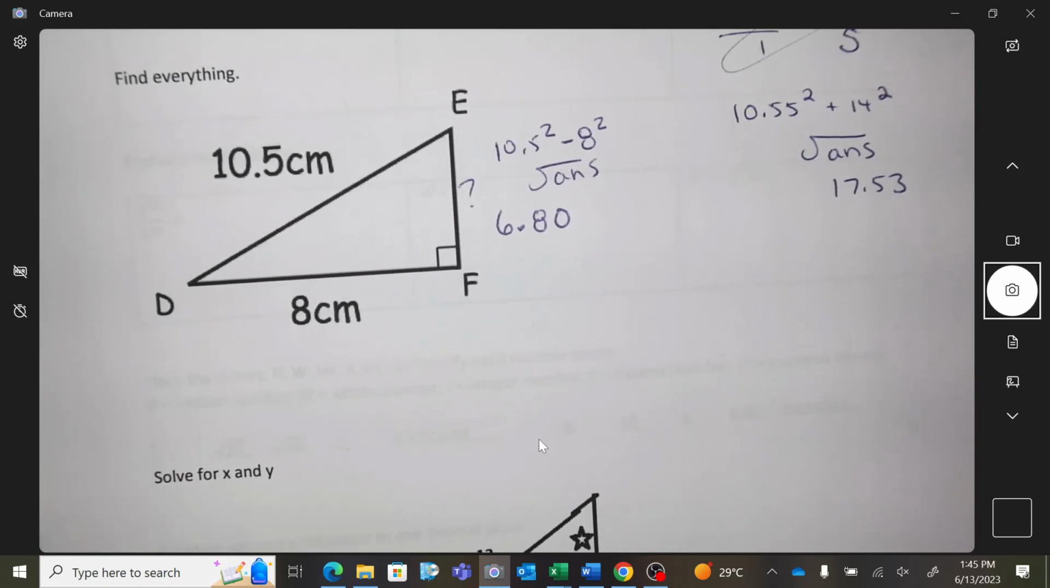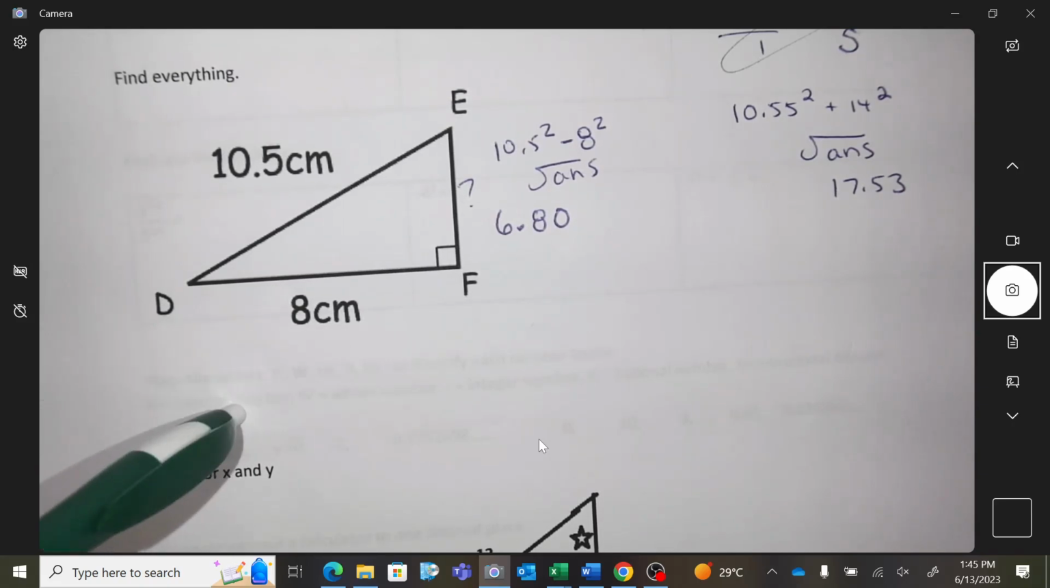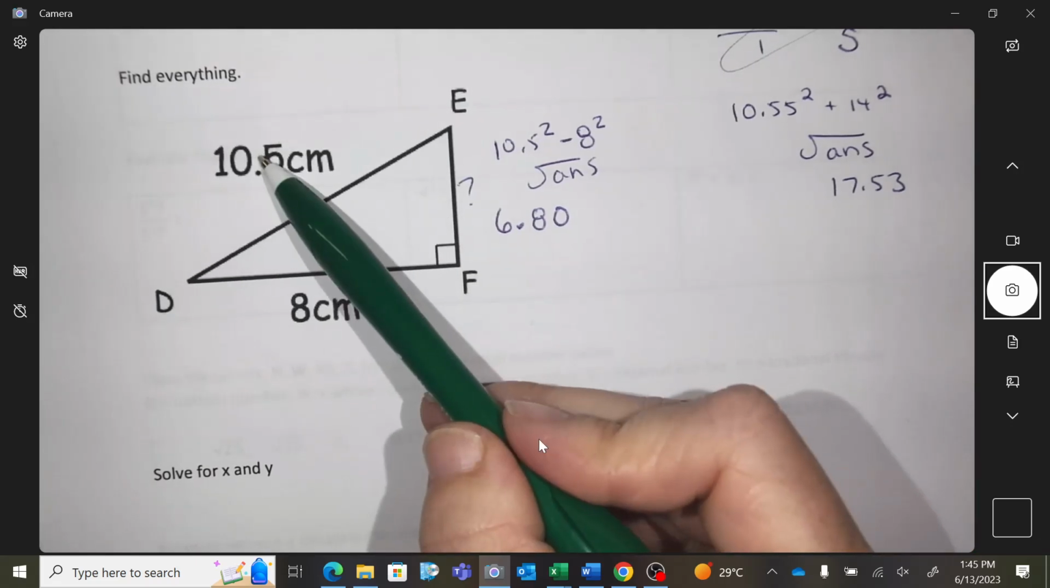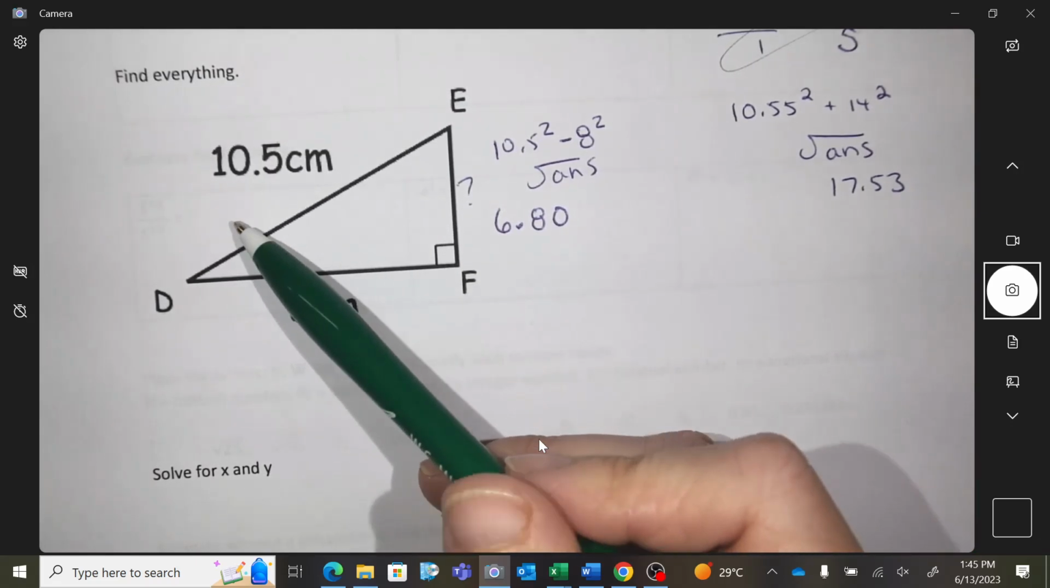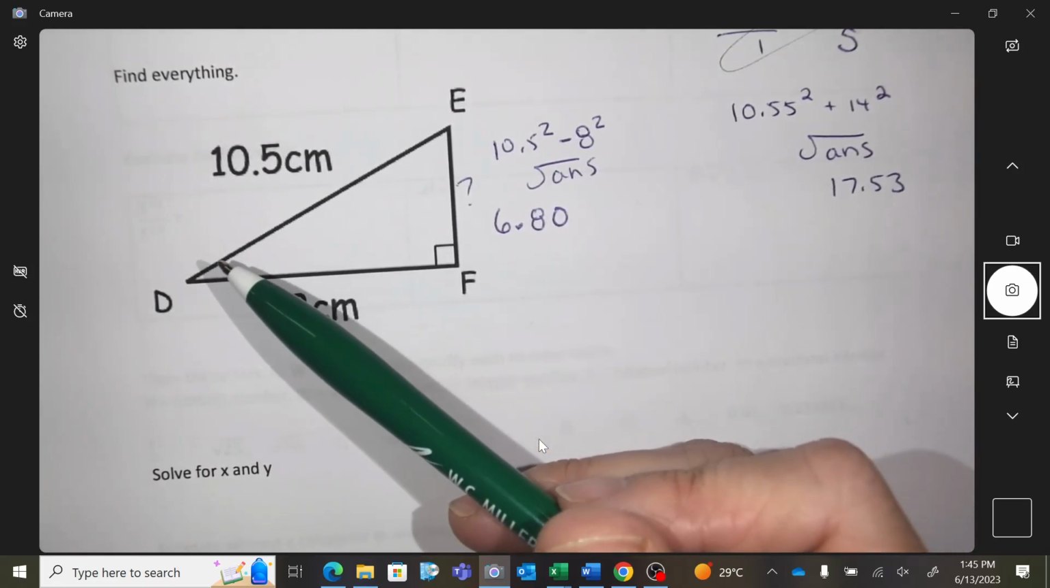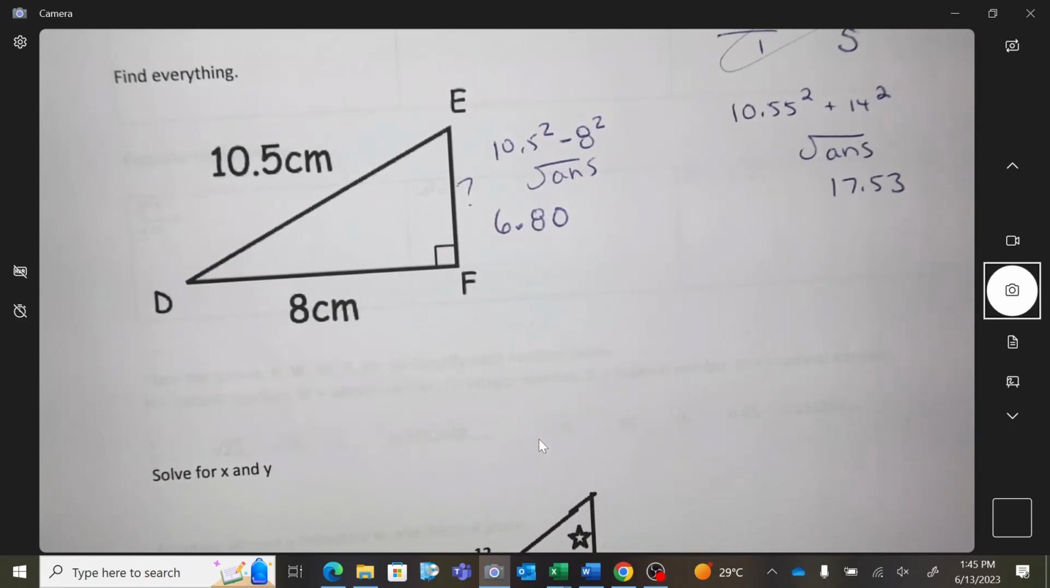Let's pretend you forgot to square root and you wrote me 46.25 on the paper. Would that not have caused you a red flag? Because this can't be bigger than that, right? 10.5 is the largest side of this triangle. So make sure you ask yourself, does your answer make sense?